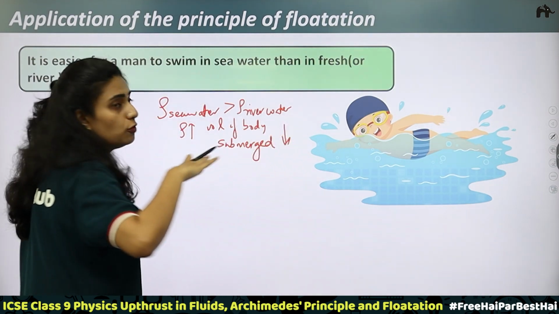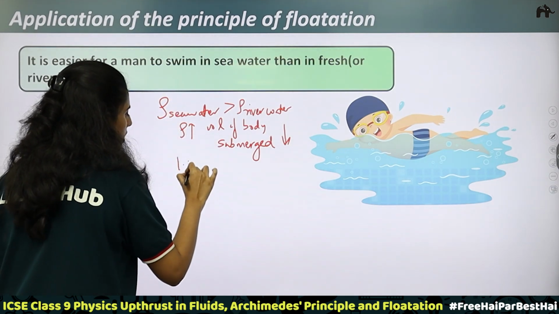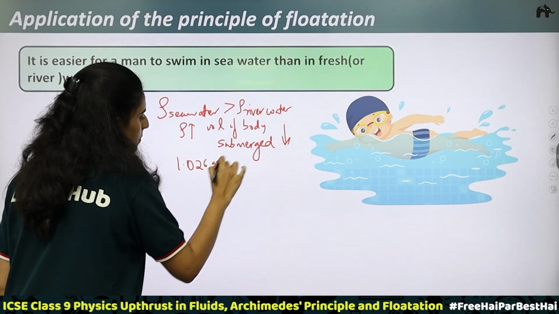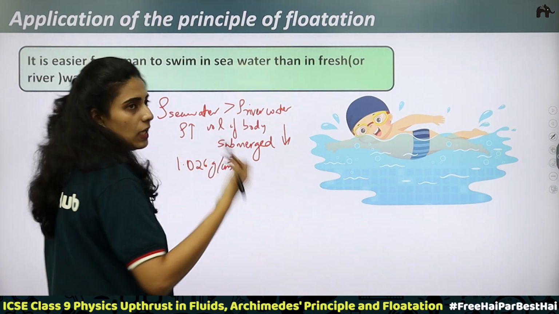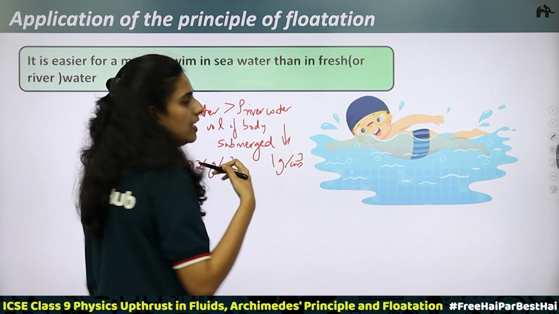So he will be able to float easily in seawater. When you take the case of seawater, the density is 1.026 gram per centimeter cube. What about the fresh water? It is just 1 gram per centimeter cube. So you can see the density is higher.